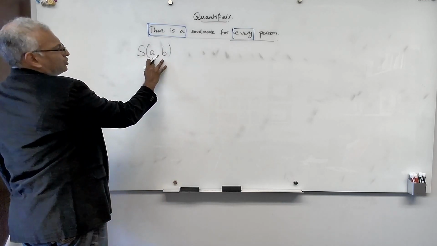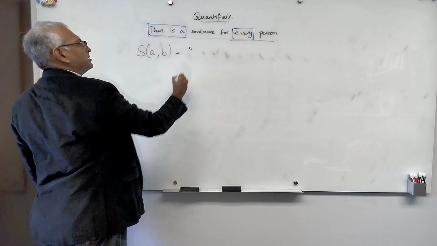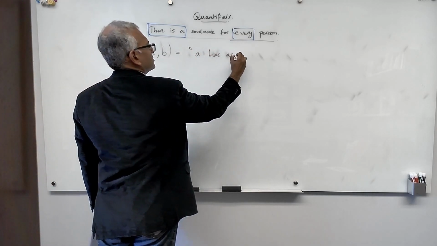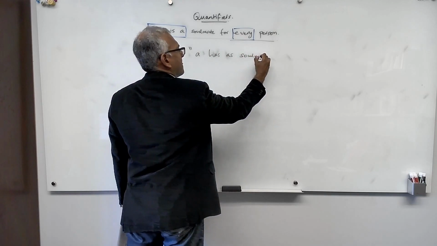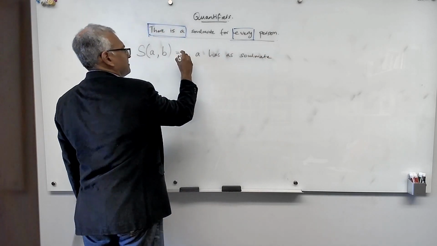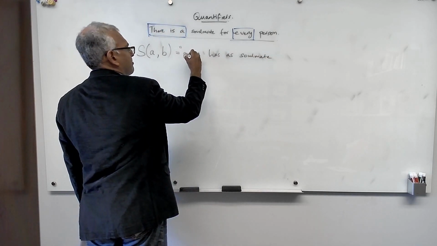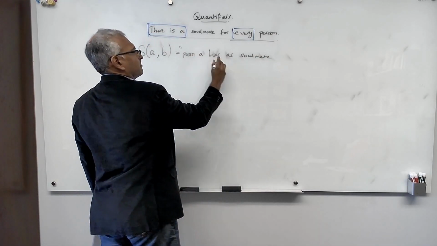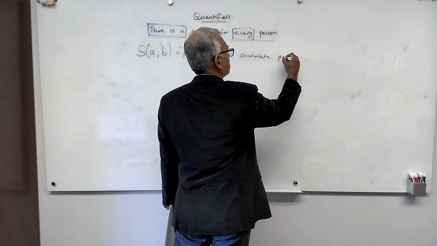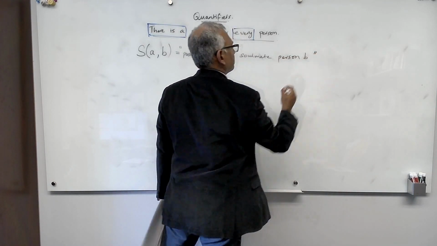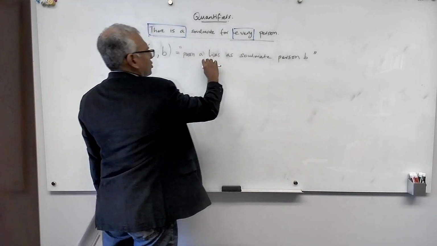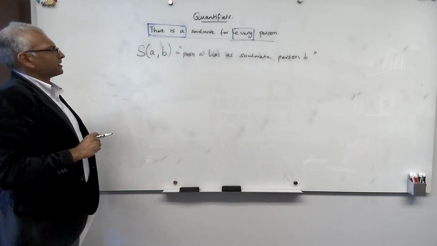Okay, and we'll use this to return the statement, A has as soulmate person B. Basically, it's a very long-winded way of saying B is a soulmate for A.